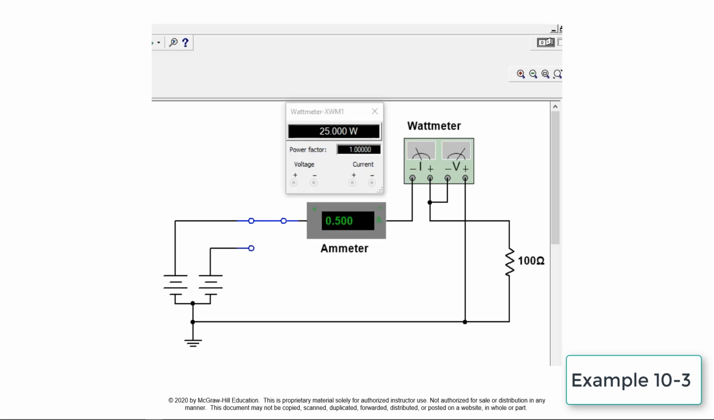For double the current, or 1 amp of current, power equals 1 amp times 1 amp times 100 ohms, or 100 watts. Note when the current is doubled, you get 4 times the power.